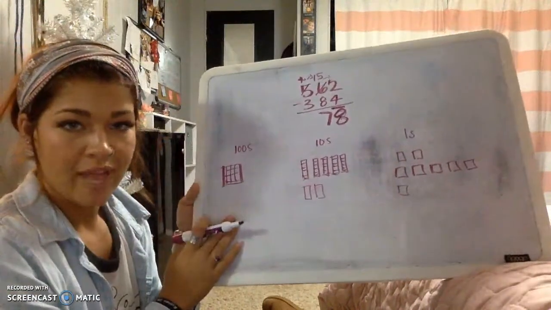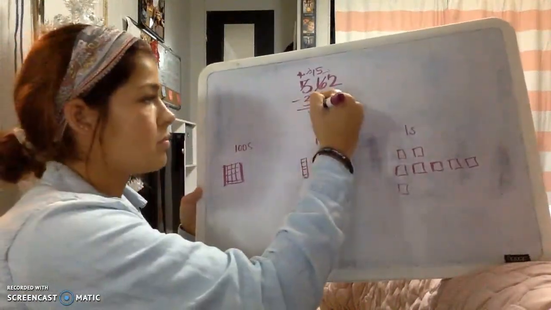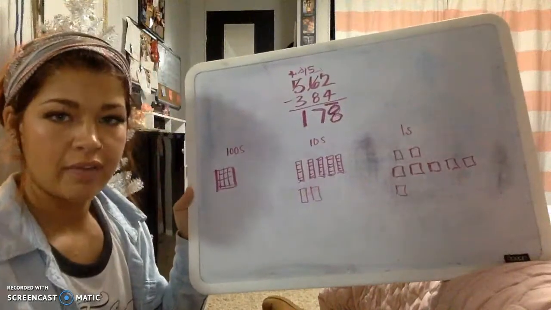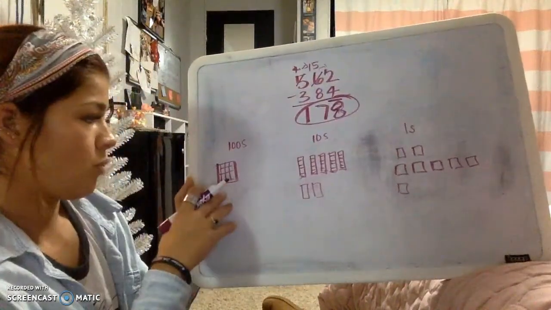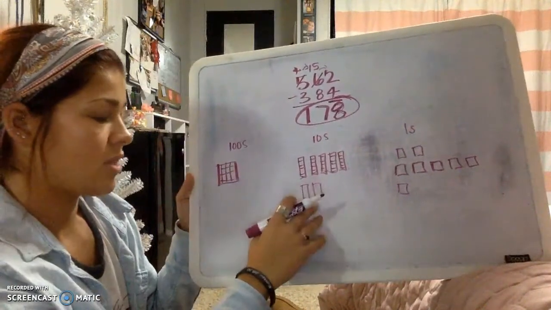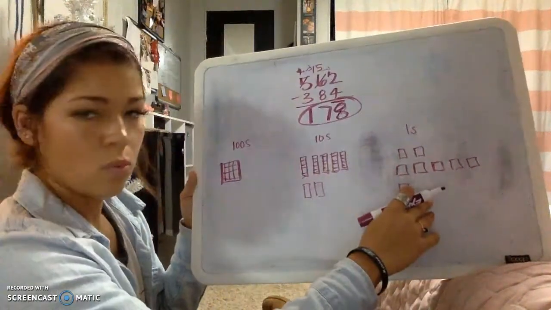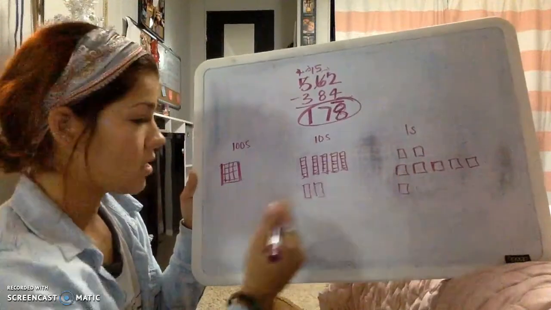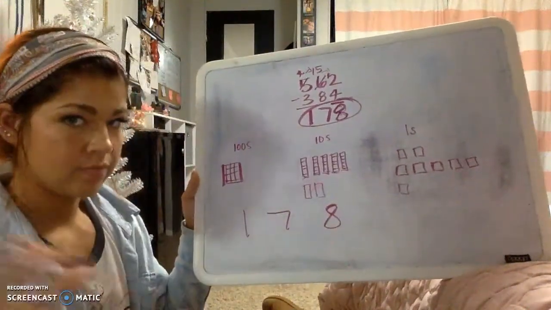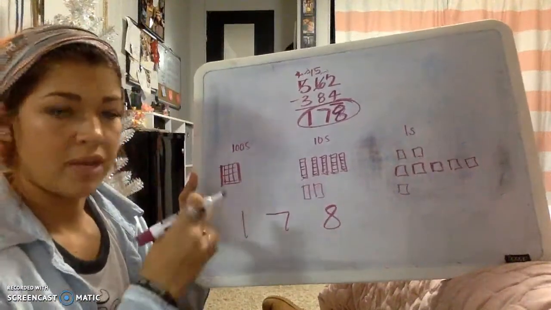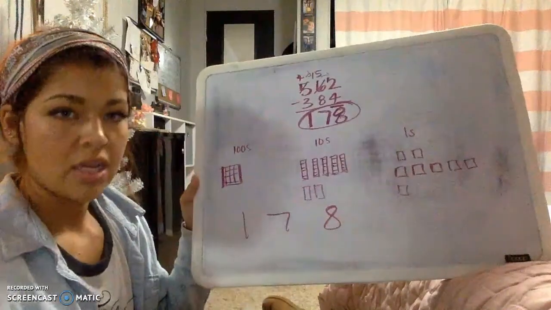Leaving us with 1 flat, which is equal to 100. So we're going to fill that in right there, giving us 178. Right here, we have 1 flat, which is 100, 7 tens, which is 70, and 8 little small cubes, which is 8, giving us 178 as well. So that is regrouping and showing you the base block.